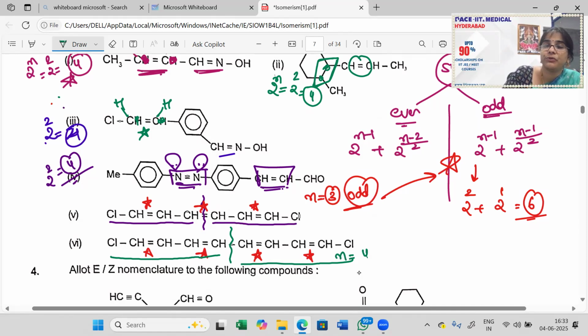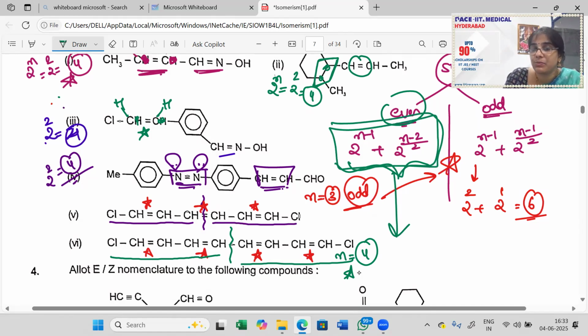Wherever I get n equals 4, it's an even number. So I will use this set, the green one, check out the green box I'm showing you. So 2 power n minus 1, 2 power 4 minus 1, which is 2 cube, which is 8, plus 2 power 4 minus 2 by 2, which is 2 power 1, which is 2. So 8 plus 2, which is my answer 10. So for question number 6, 10 GIs am I going to get?